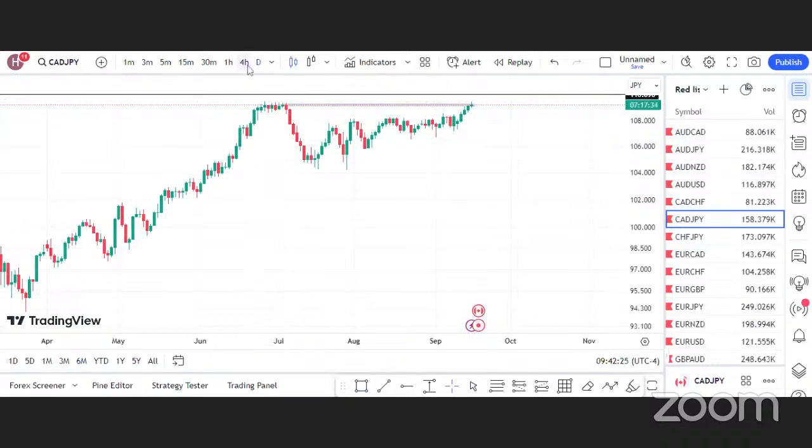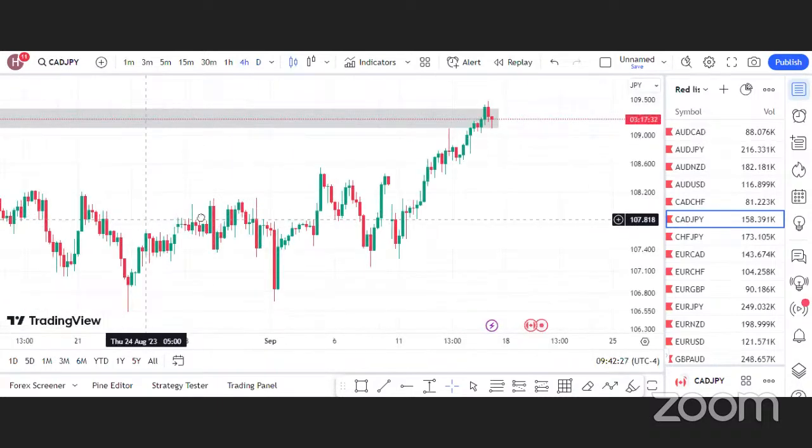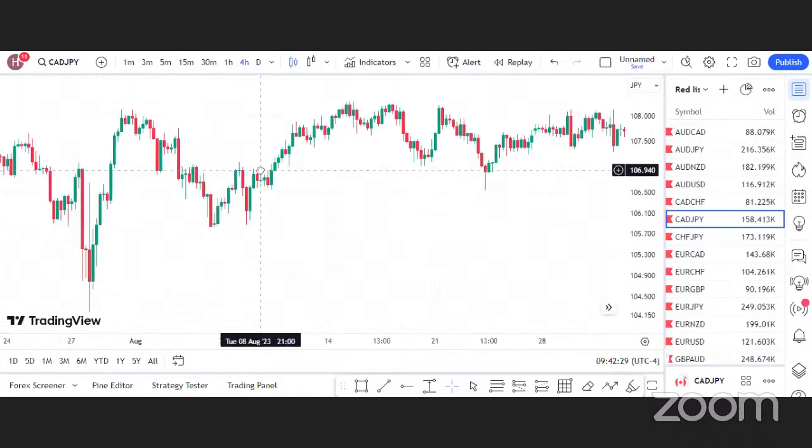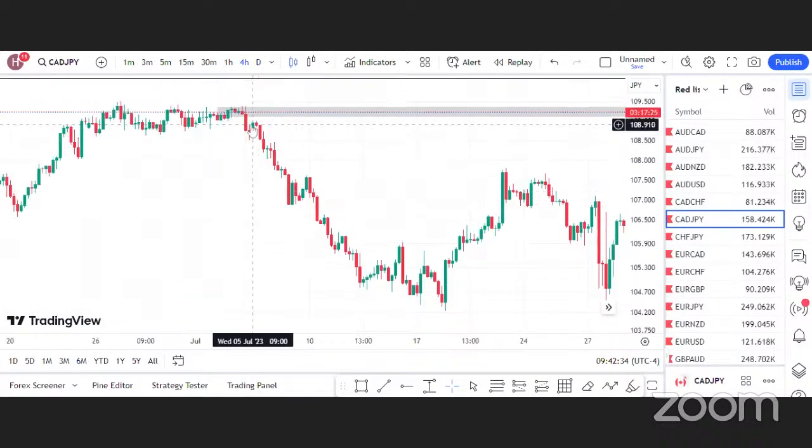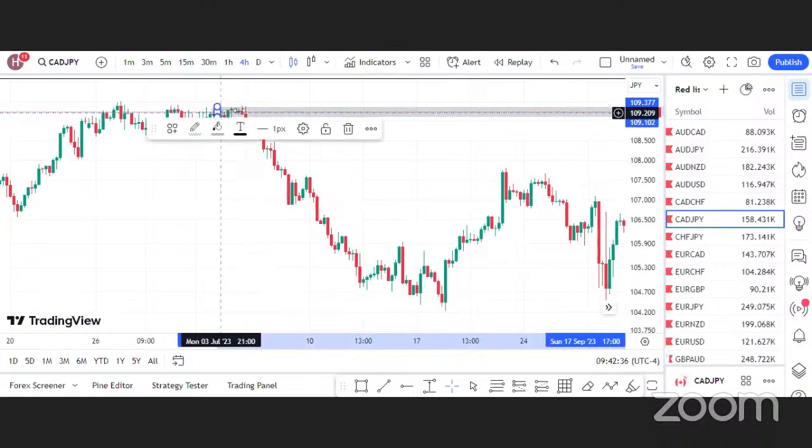So don't be surprised that I'm making the analysis from the daily time frame. It's just that that is where the market currently is. I'm just trying to see what is going on. What is going on in the market?